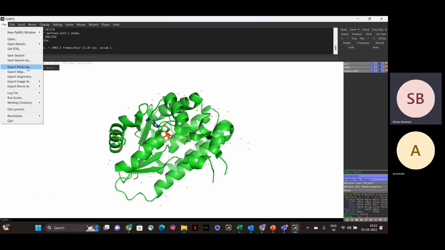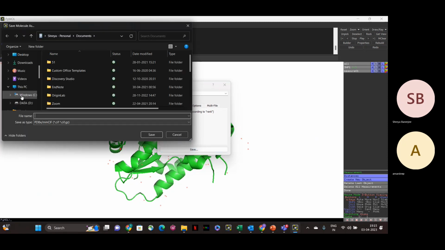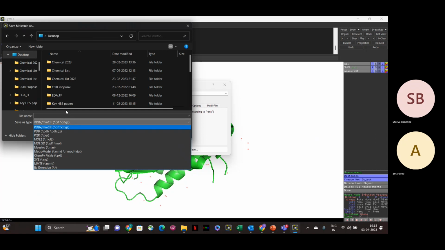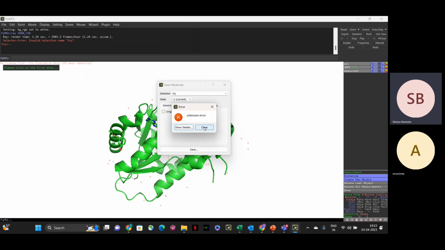You can export molecule or save, basically. Save molecule, and you save it by whatever extension you want, whether you want to save it as a PDB file or whatever, that is up to you, and you can save it.